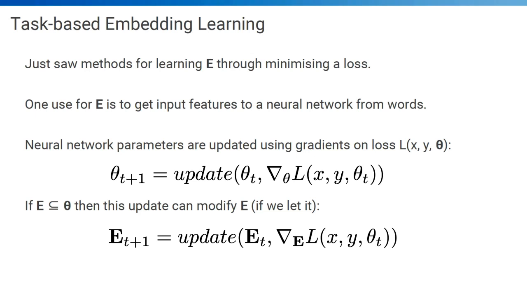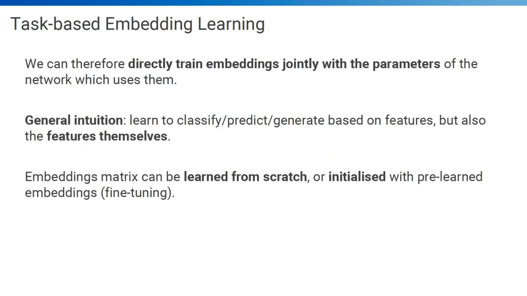Since we update neural network parameters by taking the gradient of the loss with regard to the parameters and updating the previous state of the parameters, we can just do this to the embedding matrix based on our task-specific loss. So if I'm, let's say, predicting labels y from inputs x based on the parameters of my network, if I optimize the parameters of my network, I might as well optimize everything else, including my embeddings. So a sensible approach is to simply train the embeddings jointly with the other parameters of the network which uses them.